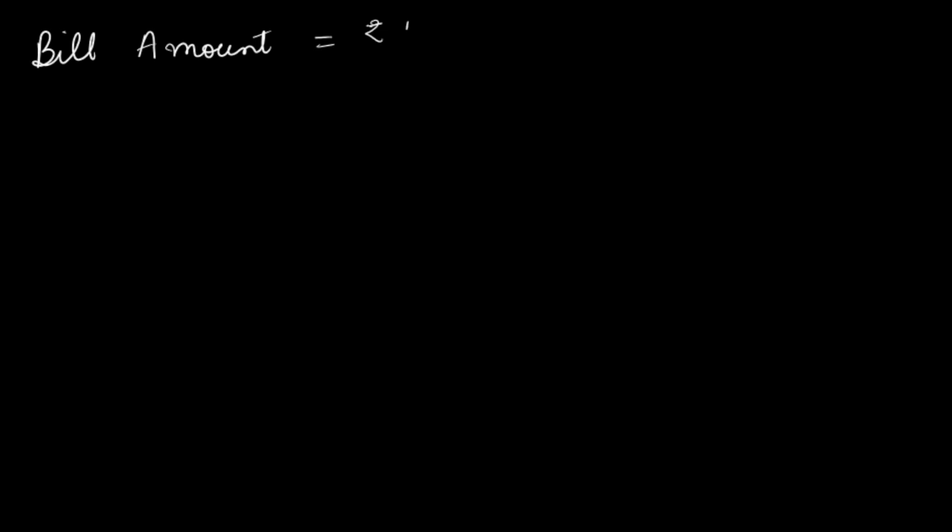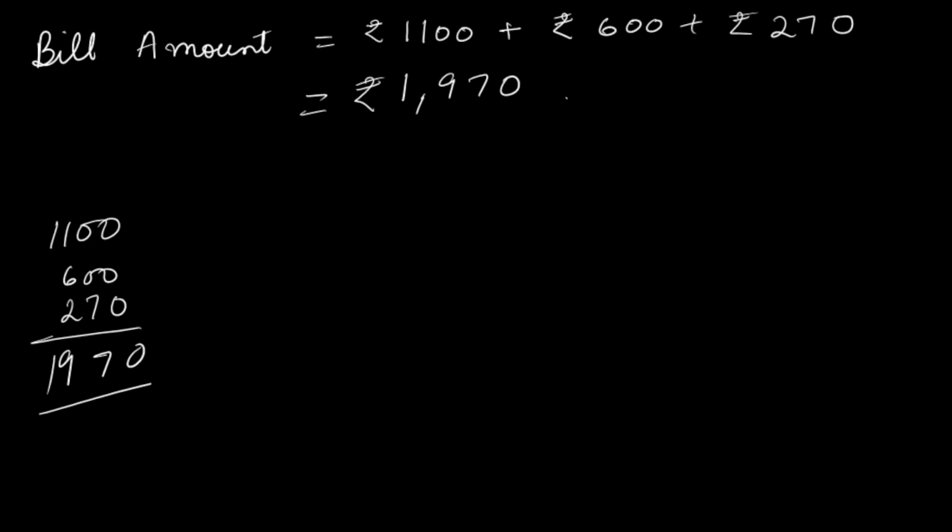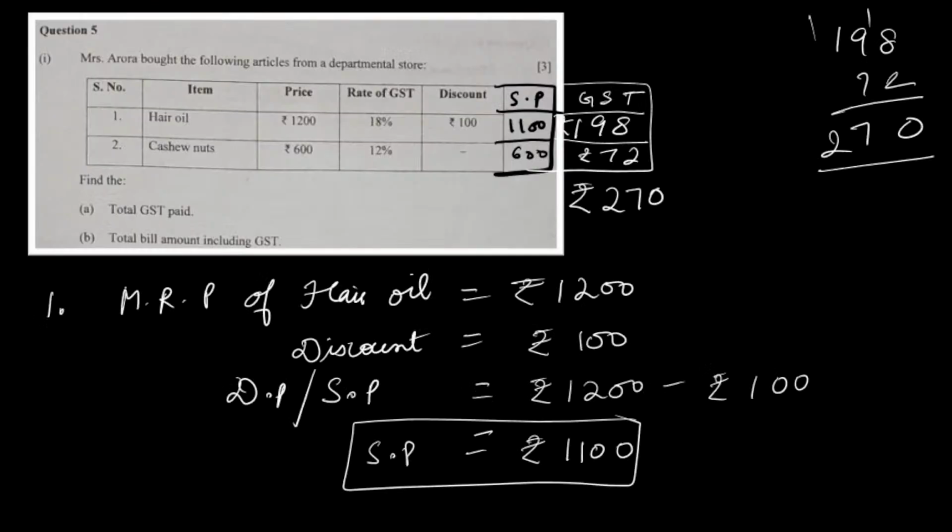So first selling price is 1100. Second one is 600, and GST we have found as 270. These all we can add. So after adding all, 1,100, 600, and 270, it's 1,970. So we have completed question number 5, first part.